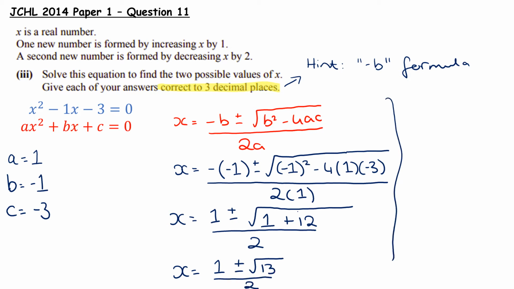Now, we need two different answers. The first answer is when we put the plus in. So that's x equals 1 plus root 13 over 2. We want that correct to 3 decimal places, so you can put that into your calculator: plus root 13 over 2. Press your S to D or change button, depending on your calculator, and we get 2.30, and then it's 27.